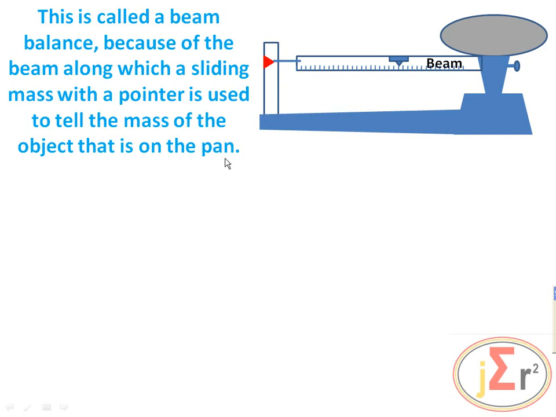Where do we put the mass? On the pan. And we have what? This is a sliding mass that is on the beam. And notice that the sliding mass has a pointer on it. So it is called a beam balance because of the beam, which is this beam, along which a sliding mass, which is this, with a pointer, there's a pointer on the sliding mass, is used to tell the mass of the object that is on this pan. The pan is where the object is placed. That is the pan.